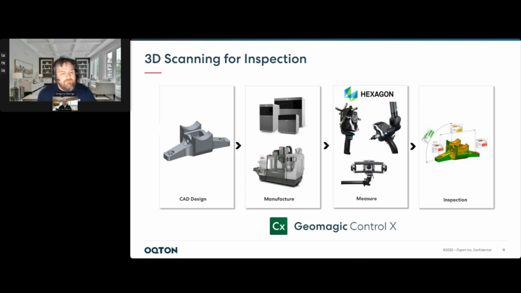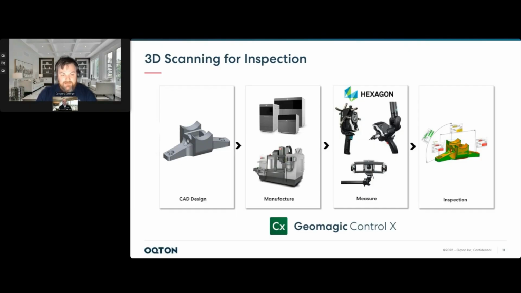So we will start off with a traditional 3D scanning and reverse engineering, and then we will also highlight another software in our portfolio here, Geomagic Control X. So what we're going to do with Geomagic Control X is a couple different workflows, as you'll see as we get into it. We're going to take the CAD design that we created from reverse engineering. We're going to manufacture that, in this instance with additive. We're going to then measure that with the Hexagon arm, and then we'll do an inspection.